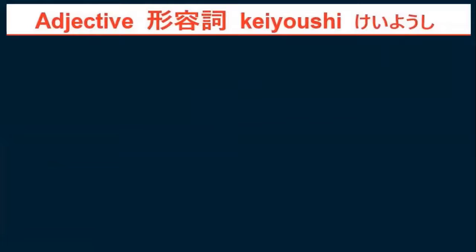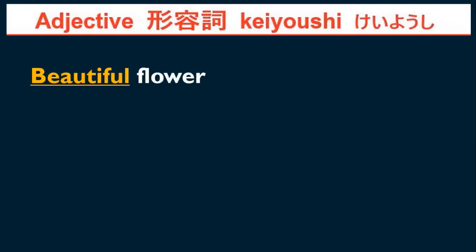So, today we are going to learn about adjectives. Adjective in Japanese is 形容詞, keiyoshi. So, what is keiyoshi? Keiyoshi is a word that helps in describing a noun. A noun is anything, any object. For example, beautiful flower. Over here, beautiful is an adjective which helps in describing a noun.